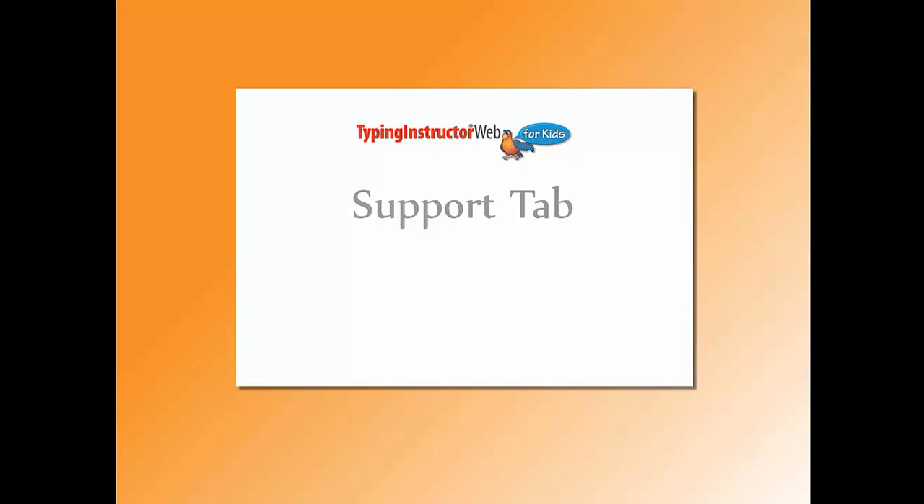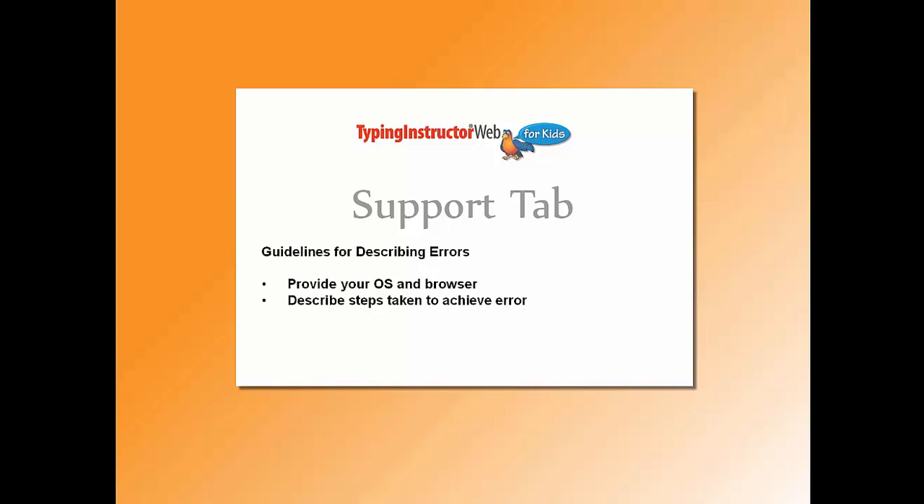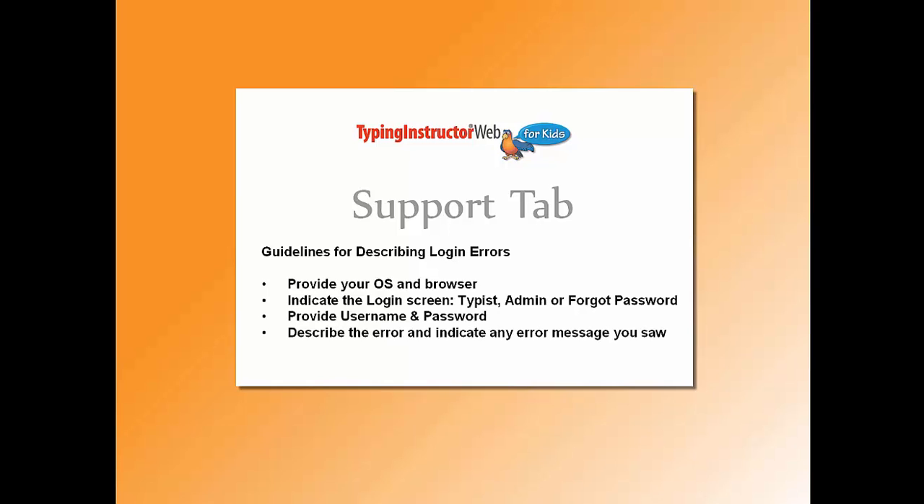There are guidelines for describing errors. We ask that you provide your computer operating system and browser, describe the steps taken to achieve the error, describe the error, and describe what you expected. For login errors, please provide your computer operating system and browser, indicate which login screen, Typist, Admin, or Forgot Password. Provide your username and password. Describe the error and indicate any error message you saw.